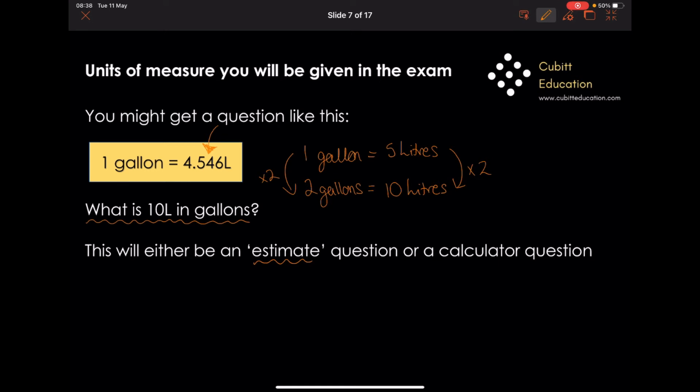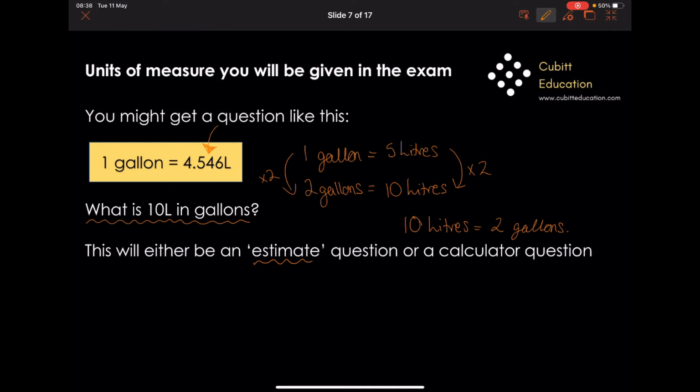So as an estimate, 10 litres is the same as 2 gallons. Okay. And that was an estimation question in one of the most recent City and Guilds papers. And that gave you a multiple choice answer. So it was actually all right. It wasn't a bad question.